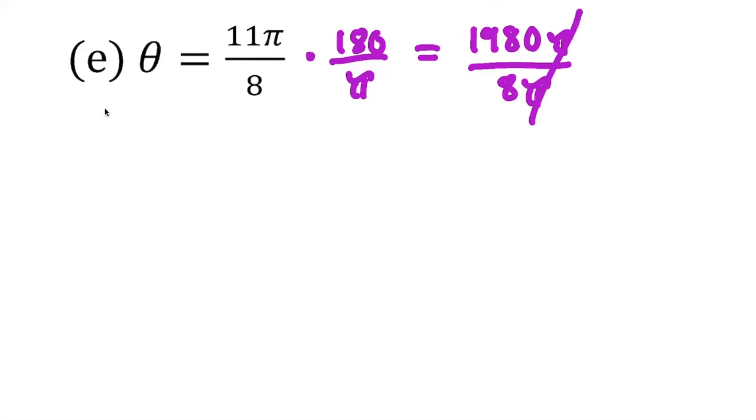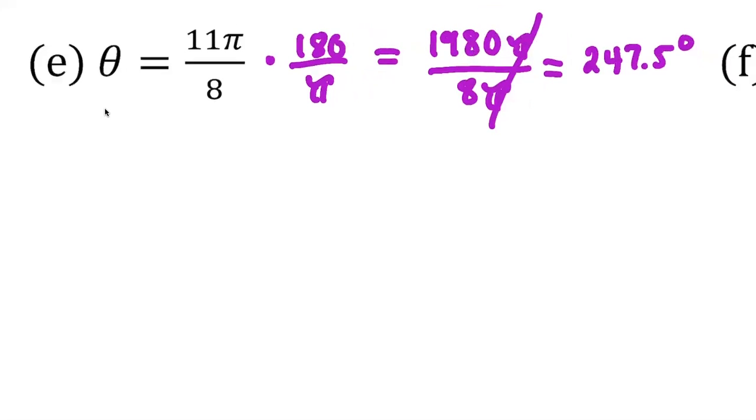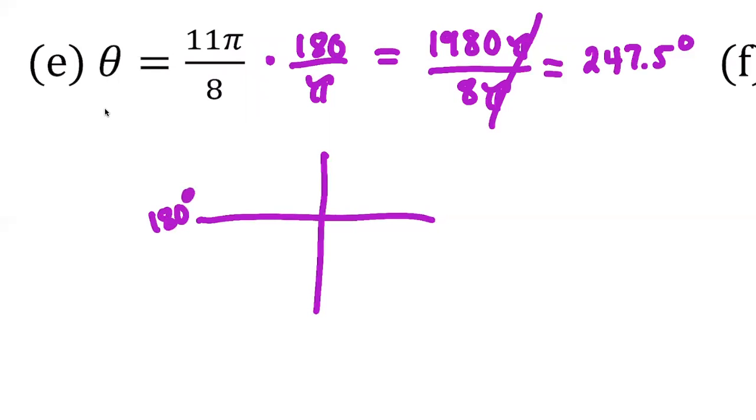So my pi's, the awesome part is those are going to cancel. And all we have to do is take 1,980 divided by 8, which does turn out to be a decimal, but that's okay. It's about 247.5 degrees. So if I find that on my grid, that's definitely more than 180 degrees, but it's less than 270. So my angle is going to fall in quadrant 3.